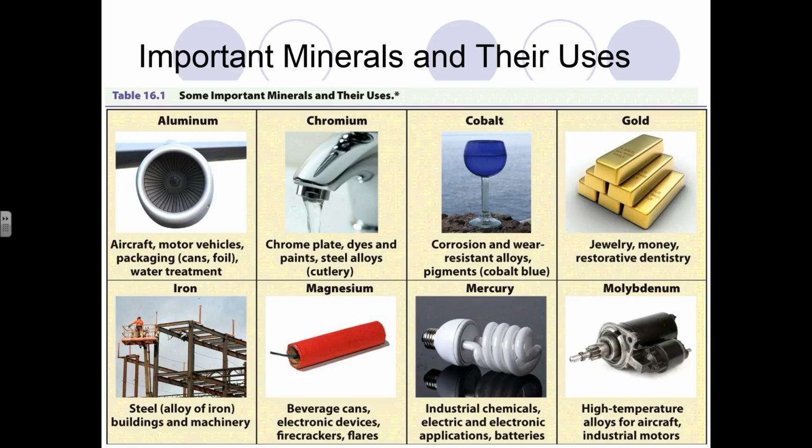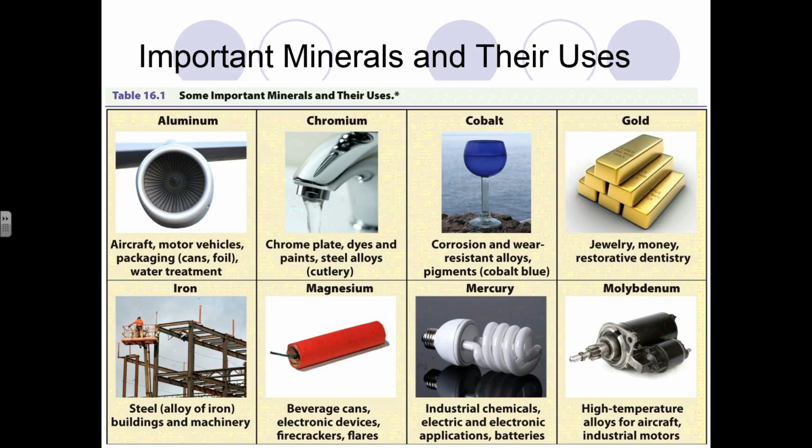Magnesium, you can see it's in some of our beverage cans, electronic devices, firecrackers and flares. Mercury, we've talked a lot about mercury up to this point. We know that it is used in certain types of light bulbs, electronics, batteries. We've talked about the negative impacts of mercury when we burn coal, but mercury is actually extracted and used for things that we have in our everyday life. And then molybdenum, just another example, used to make alloys. So these are just some of the important minerals and their uses.